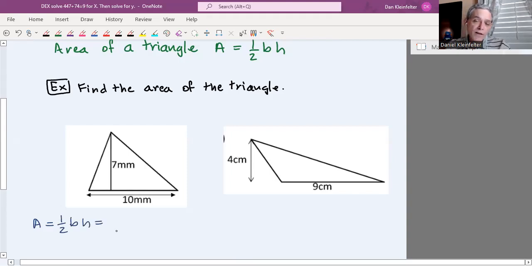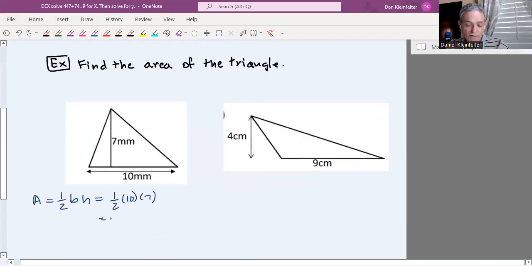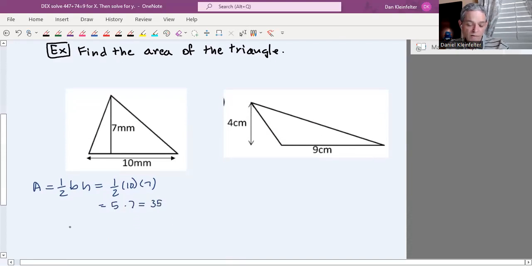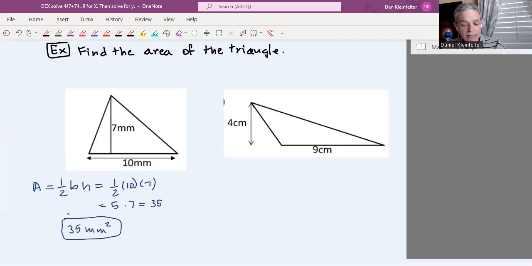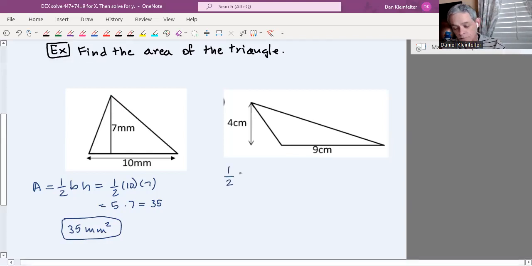If you're just getting to learn a formula, it's a nice idea to just write the formula every time you use it, and then before you know it, you're going to know what that formula is by heart. So we have 1/2 times 10 times 7. And 1/2 of 10 is 5. 5 times 7 is 35. That will be 35 square millimeters for the area. Okay, so now you can pause the video and try this second one, and then restart it and see how you did.